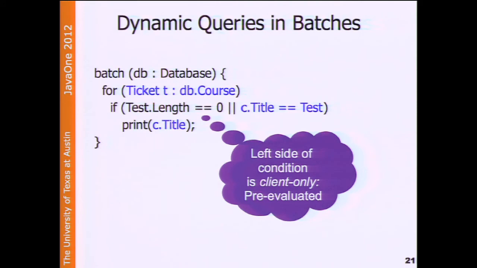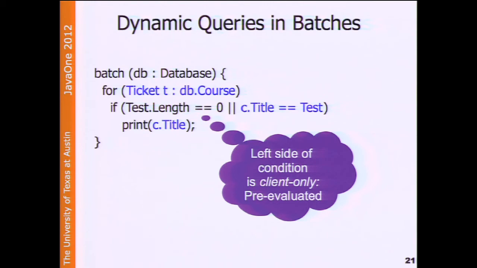And the interesting thing is that what's going on here is we have a conditional that says if the test length is 0, that is, they didn't specify a test criteria, or if it matches, then we print the thing out. So this is saying if they didn't have a criteria, or if the criteria they gave matches, then print it out.